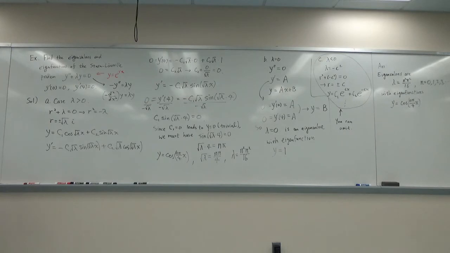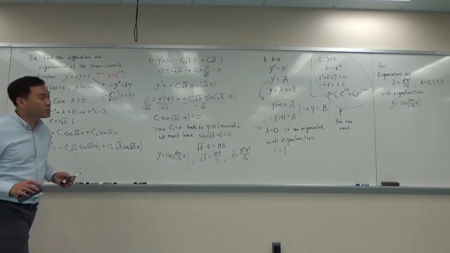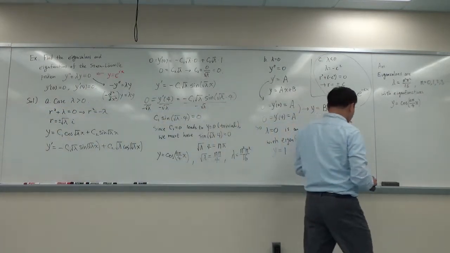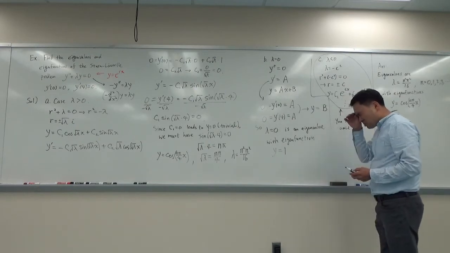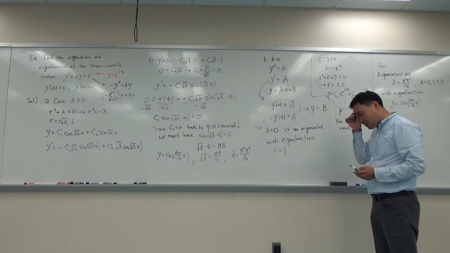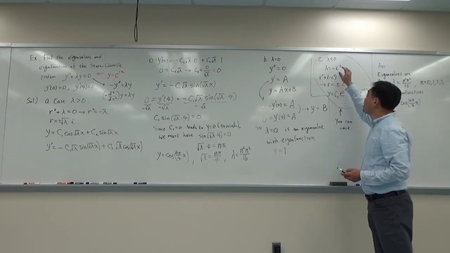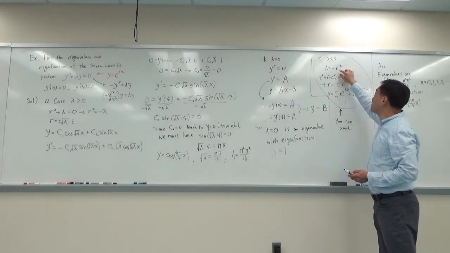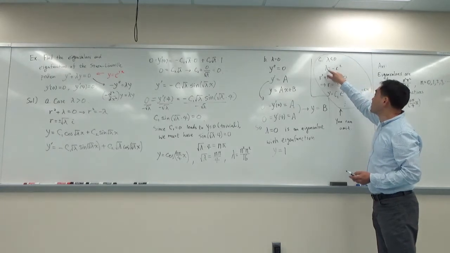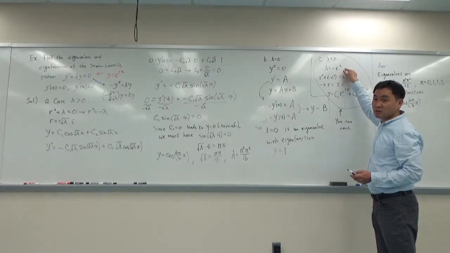Yes. For the case where lambda is less than 0, how do you end up getting lambda equal to negative c squared? So the way I'm trying to do this is, if lambda is a negative number, then there must be a value c where lambda is equal to negative c squared.